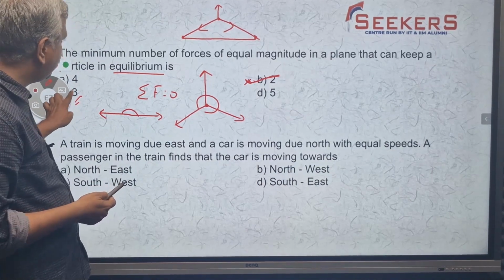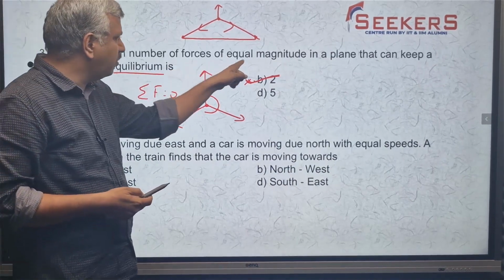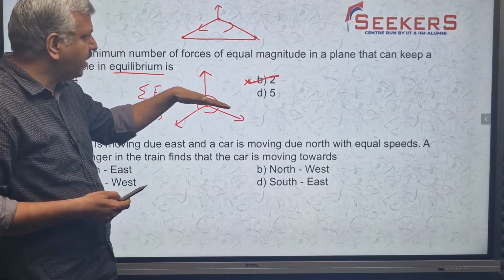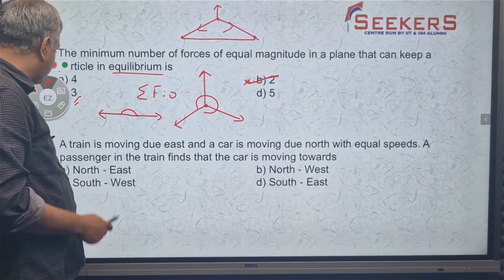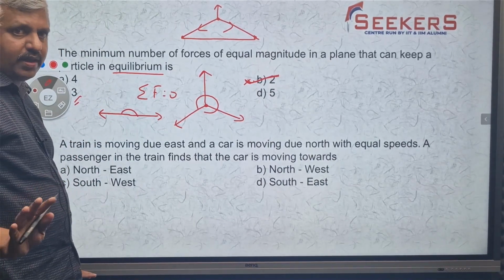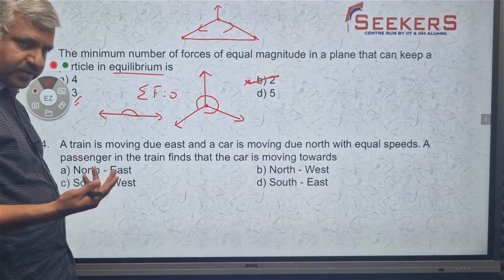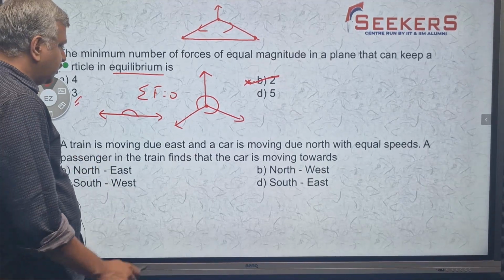I am tempted to go for 3, but because they have already told me that they are of equal magnitude in a plane, so these two are also in a plane, so I will say option B and I will not go for C. If C is the answer, don't worry about it, you know it, but still you made a mistake. It's possible.